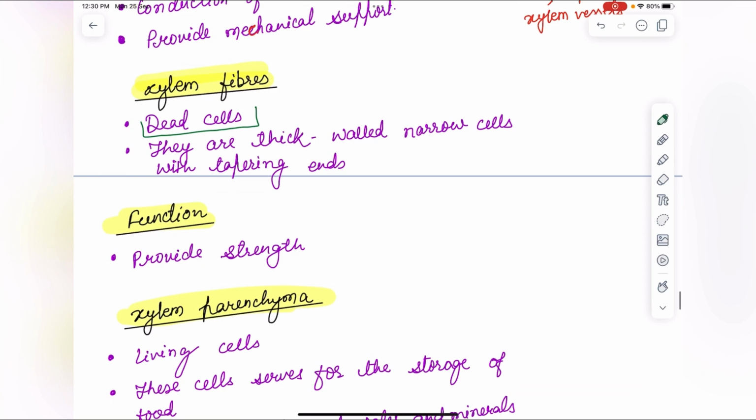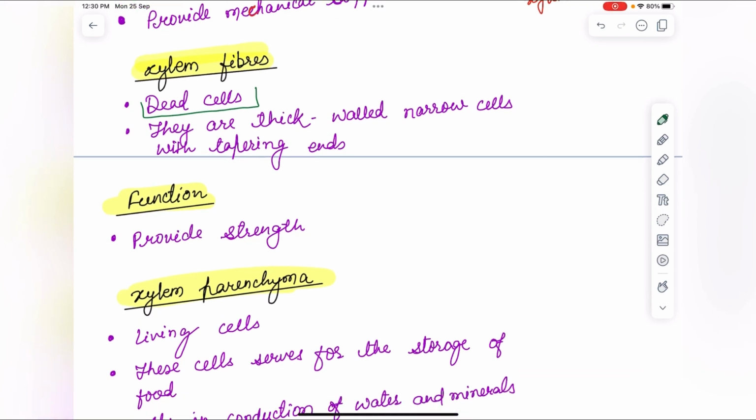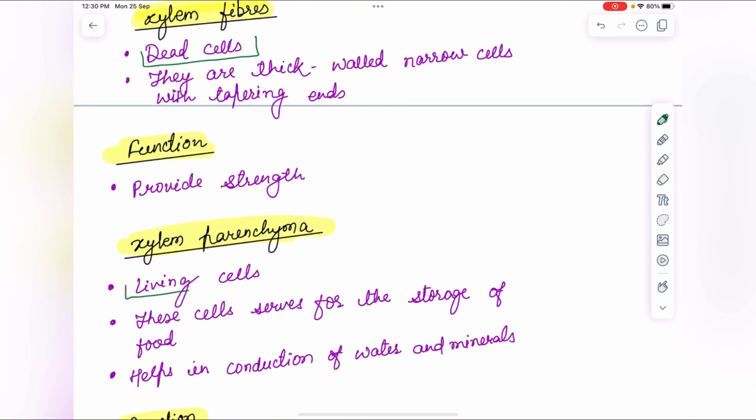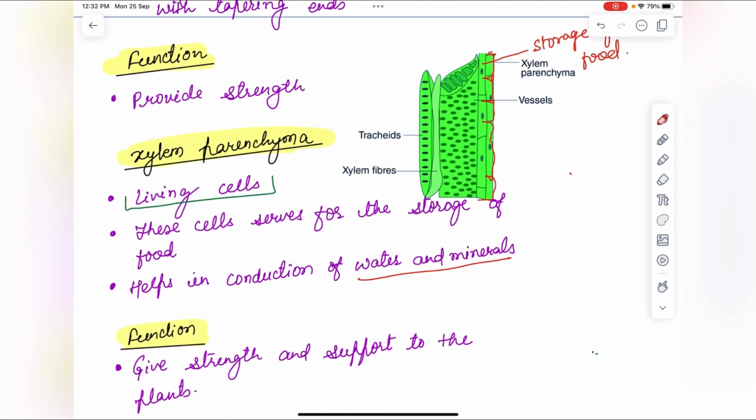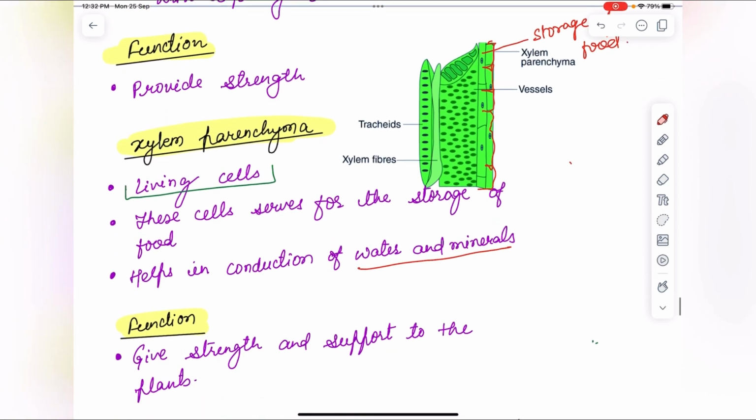Next is xylem parenchyma. The xylem parenchyma is the only living cell in the xylem. These cells serve for the storage of food. This is xylem parenchyma. They are the living cells. These cells serve for the storage of food. It also helps in the conduction of water and minerals. So these are the functions of xylem parenchyma. They give strength and support to the plant.